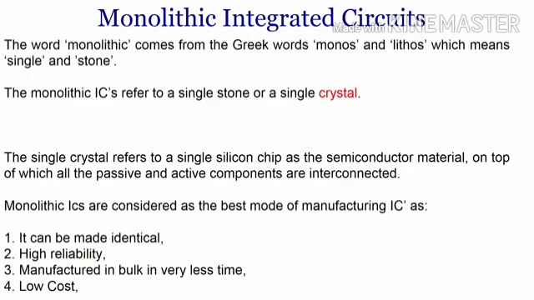Very interesting. We divide the word monolithic into two parts. One is mono, which means single, and the other is lithic. Lithic comes from lithos. So, how did we get this word? The word comes from Greek. Monolithic comes from the Greek words monos and lithos, which mean single and stone. That means if you carve a single stone into a sculpture, it is monolithic.